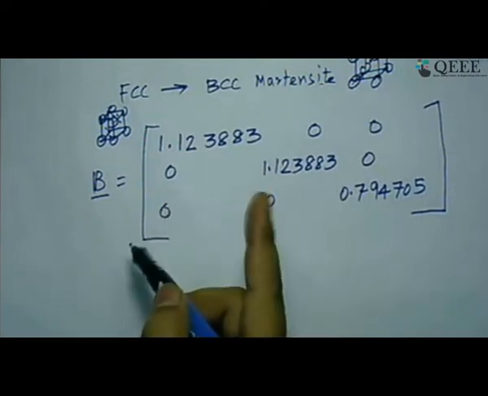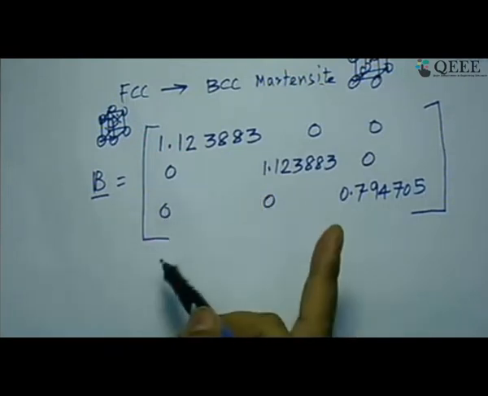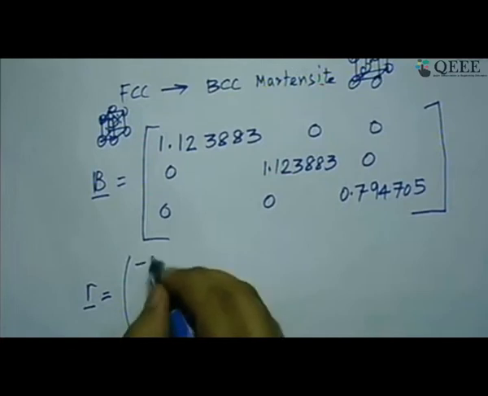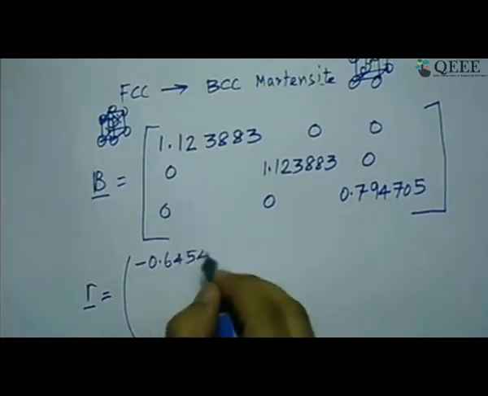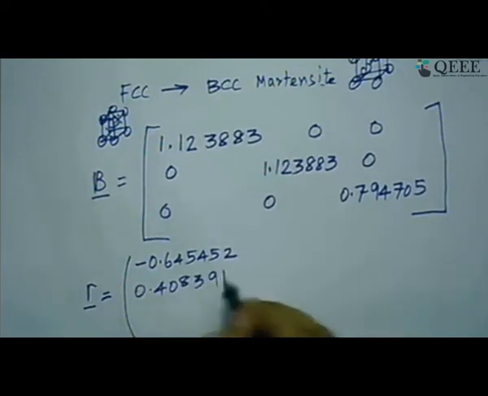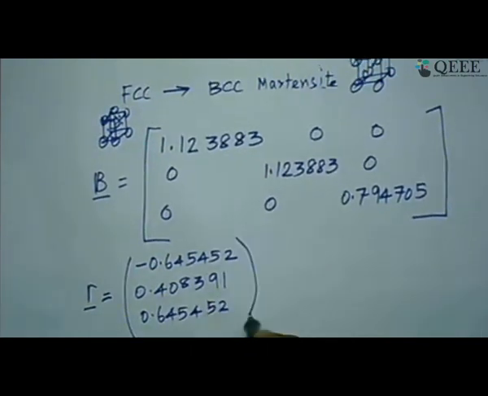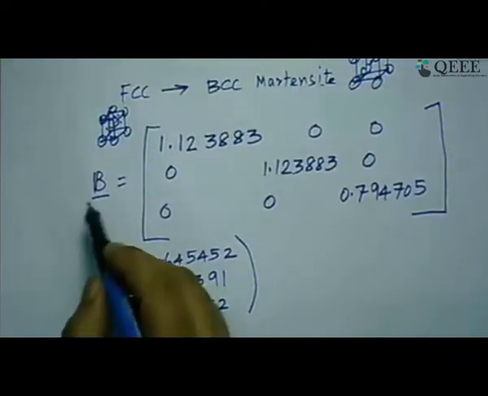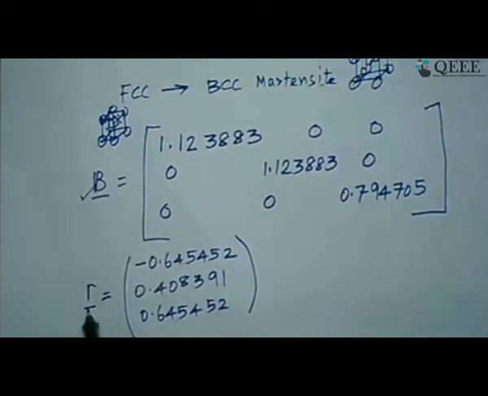And this Bain strain, the exercise for you is to show that it leaves a particular vector. Which vector? Let us call that vector R. That R vector is given by -0.645452, 0.408391, 0.645452. Okay. Now, what do I want you to do? I want you to show that this deformation leaves this vector undistorted but rotated.